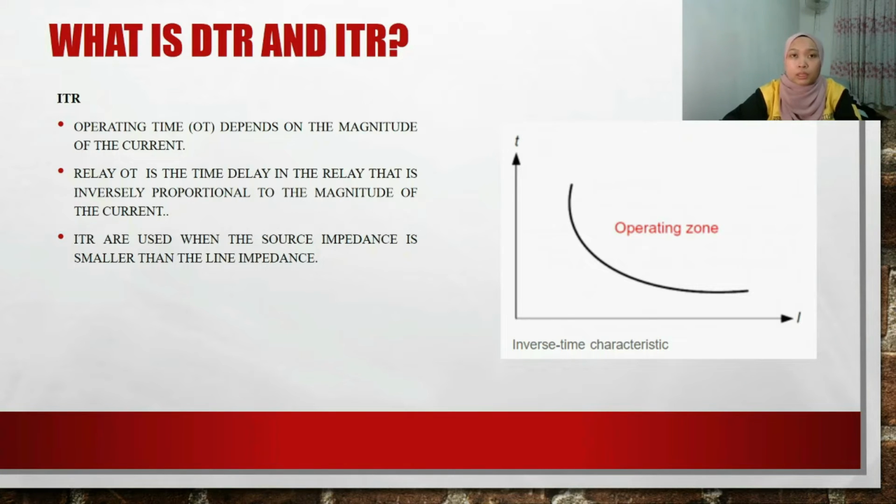In normal practice, when it is nearer to the pickup value, meaning that if the fault current is equal to the pickup value, the relay will take infinite time to operate, and it becomes less inverse as the current is increased. So ITR are used when the source impedance is smaller than the line impedance.